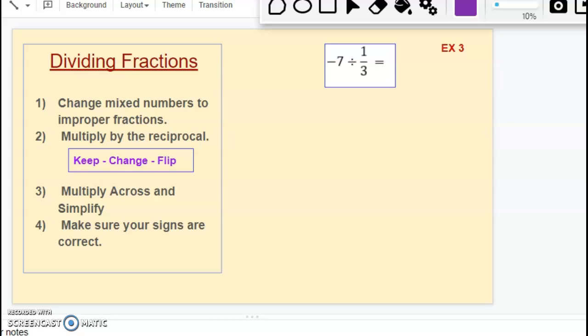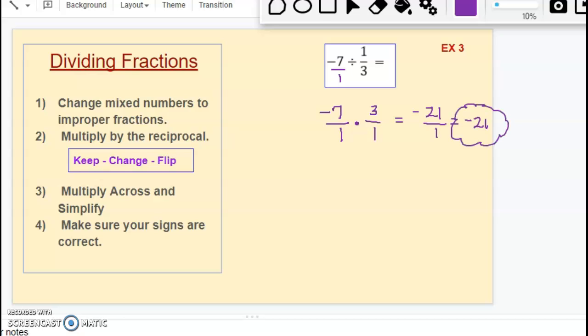Same type of problem as the last one. I just made the first number whole, all right? So let's make it into a fraction first. So we have two fractions. Okay, we're going to keep, change, flip. Now we multiply across, negative 21 over 1. And anytime we have a number over 1, it's just a whole number. Negative 21. Let me just double check that it's negative. Yep, signs are different, so it's a negative answer.